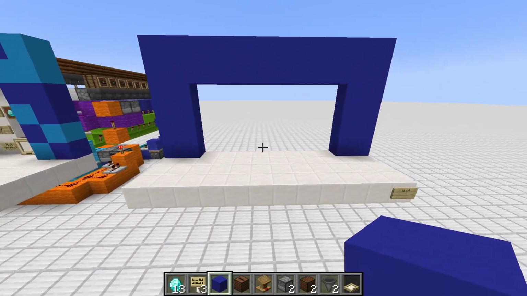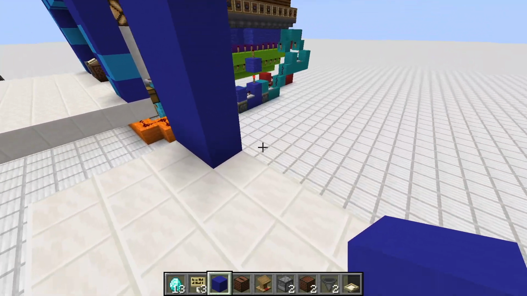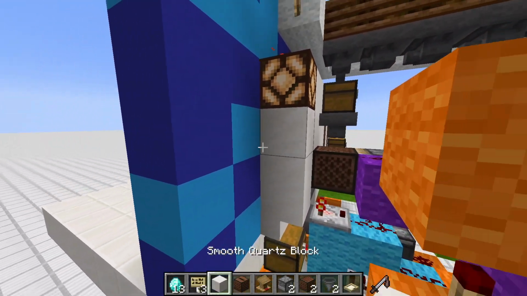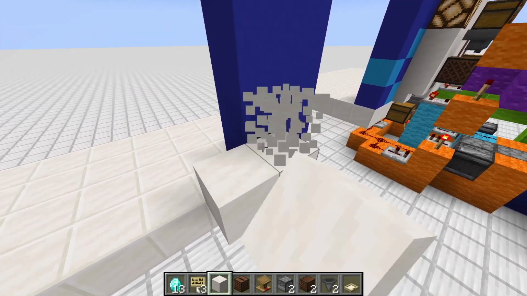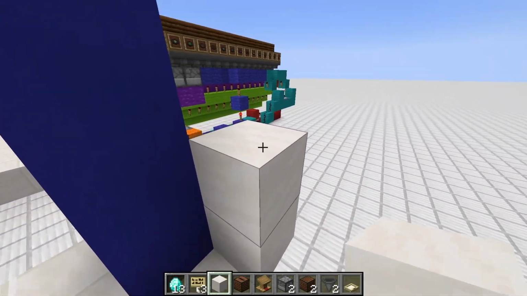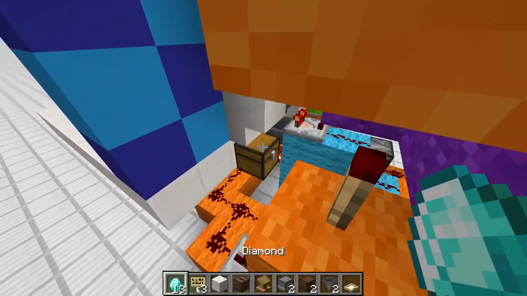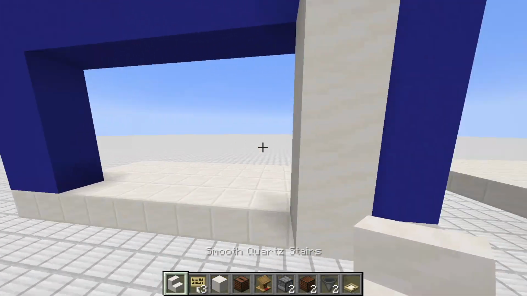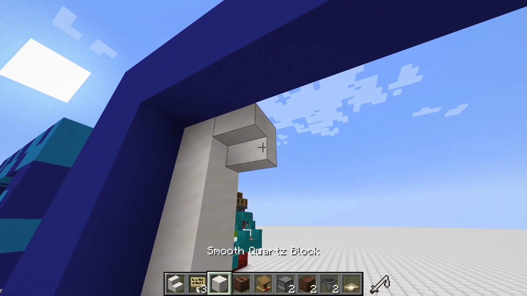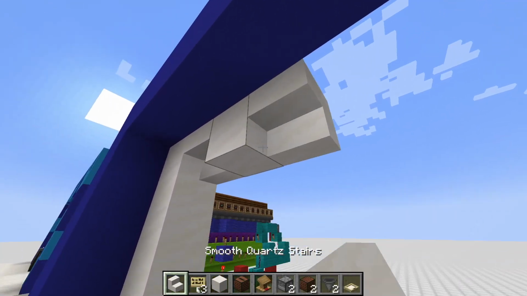And then we have this space in the middle. With this space, we're gonna grab ourselves some of those smooth quartz blocks. We're gonna go right here, 1 block inwards, then here a pillar. Then we will grab ourselves some of those quartz stairs. We'll place one right here, another quartz block, another quartz stair.